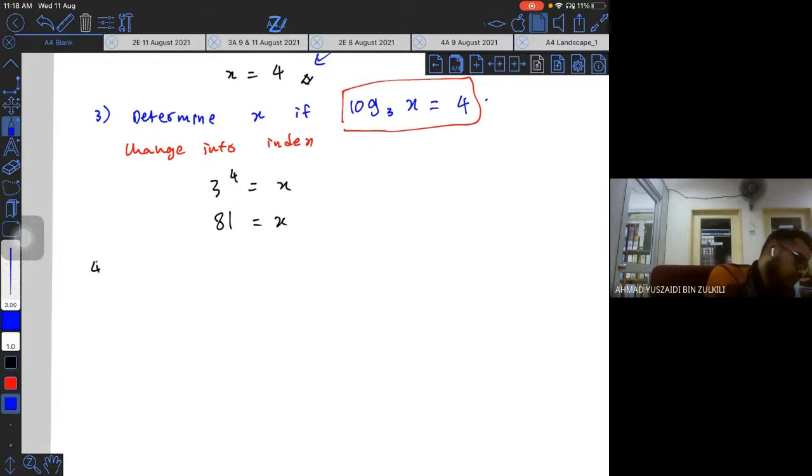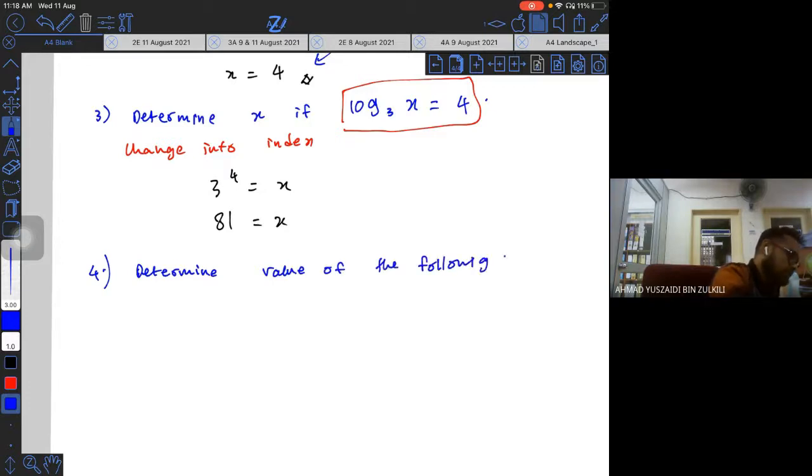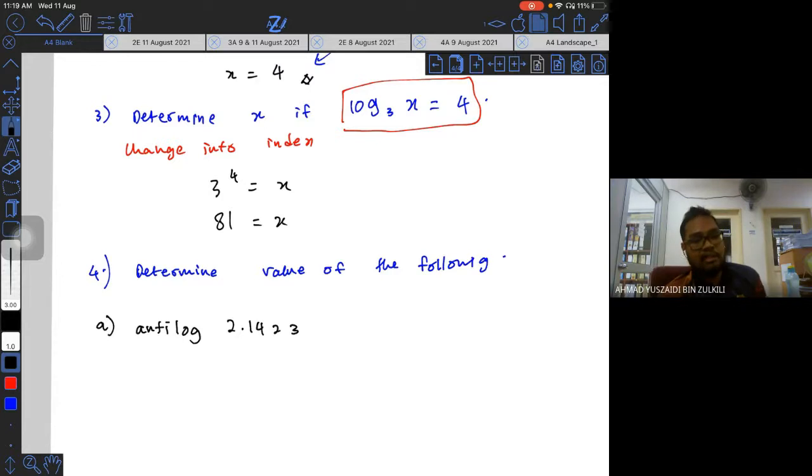Okay. Last question. Question number 4. Determine the value of the following. A. Anti-log 2.1423. Okay. What is anti-log?